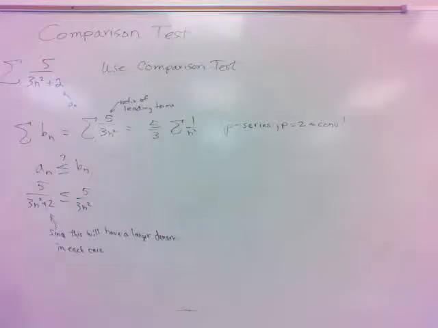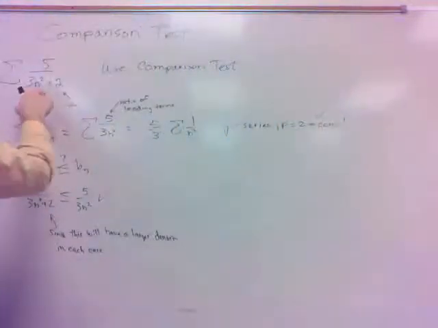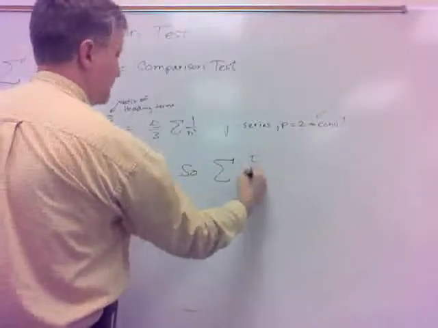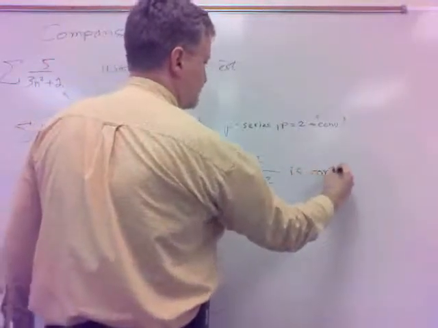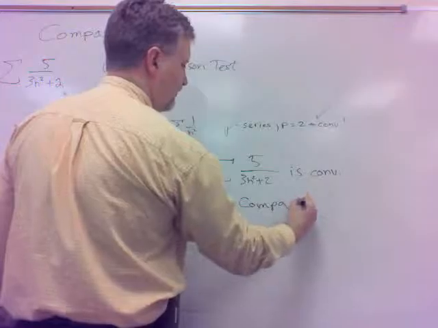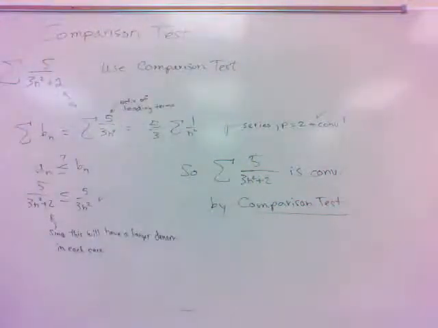We're all good because this is less, this is convergent, so your series 5 over 3n squared plus 2 is convergent by the comparison test. Since we're getting so many tests here, that's why I'm each time writing why I'm saying this is convergent. This one's convergent because of the comparison test.